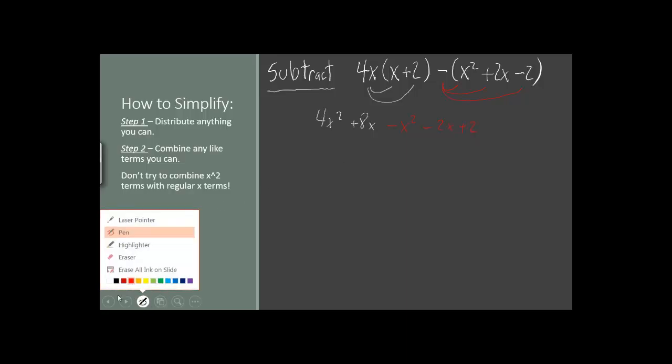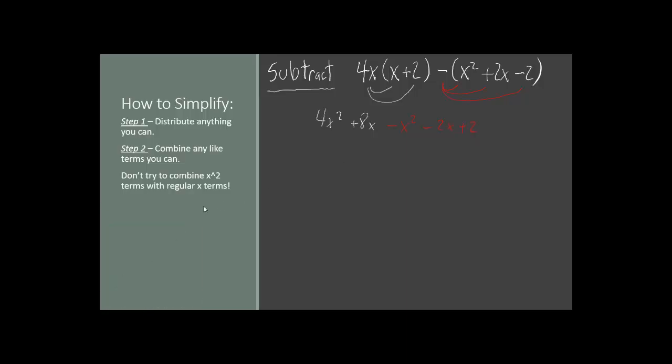Now that we have all of our terms, let's just try to combine any like terms that we can. Well, I see an x squared term here, and a negative x squared term here. Now remember that you have an understood 1 in front of the x squared if there's no number. So we can combine these into a single term. 4x squared minus 1x squared gives us 3x squared for our first term.